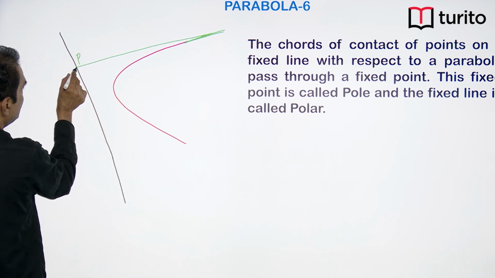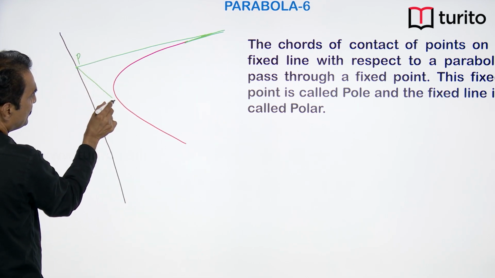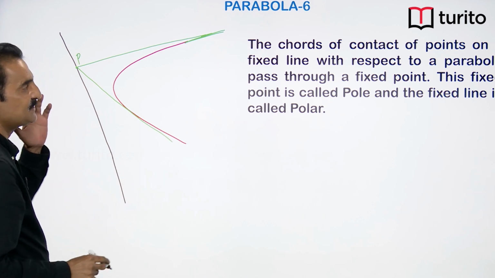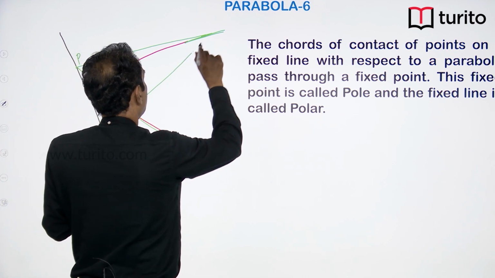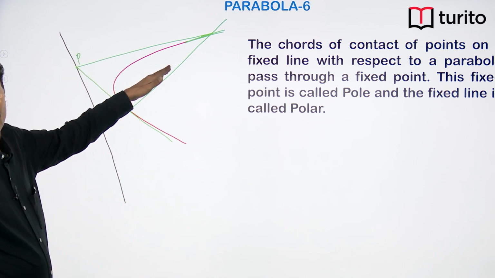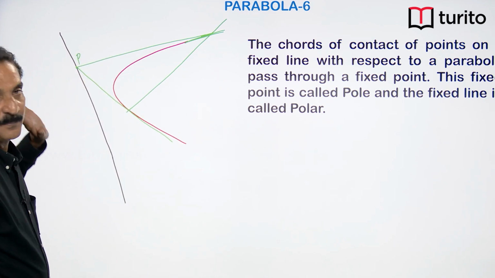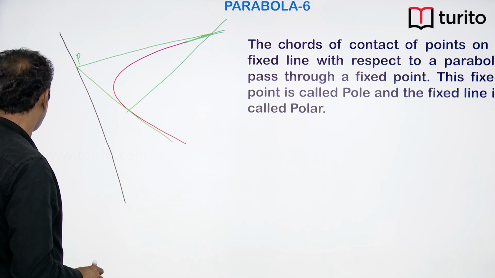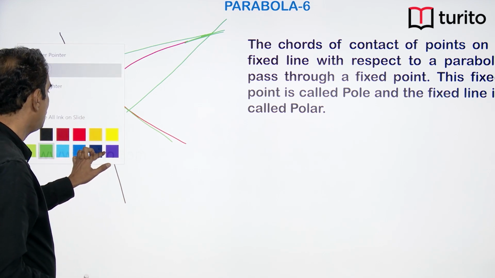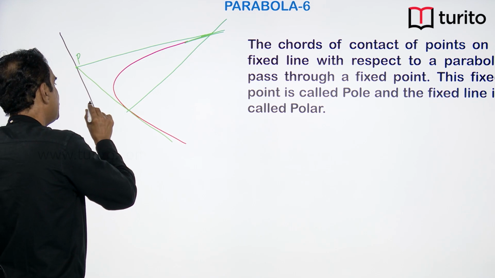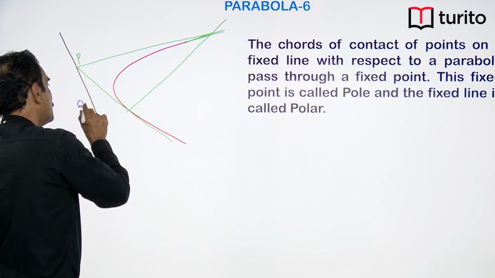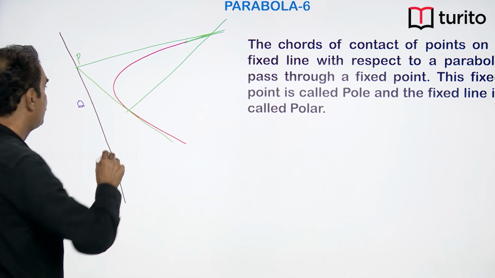This is one tangent. This is another tangent. Then you will get a chord of contact. This is a chord of contact of point P. Now, I will draw another chord of contact of some other point Q on this line.